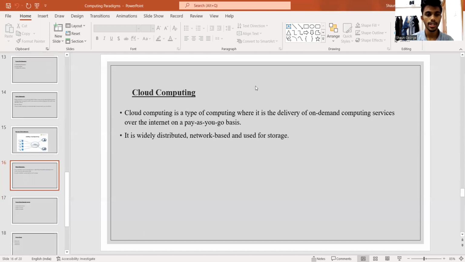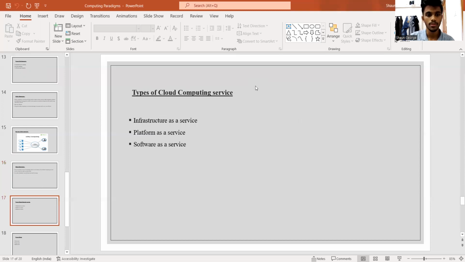The last computing is cloud computing. Cloud computing is a type of computing that is a delivery of on-demand computing services over the internet on a pay-as-you-go basis. It is widely distributed, network-based, and used for storage.